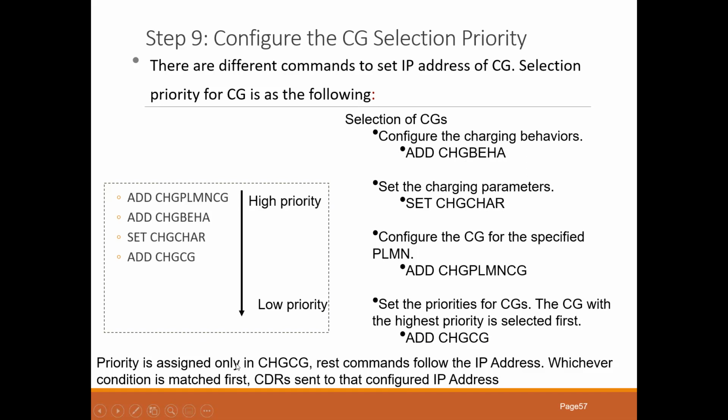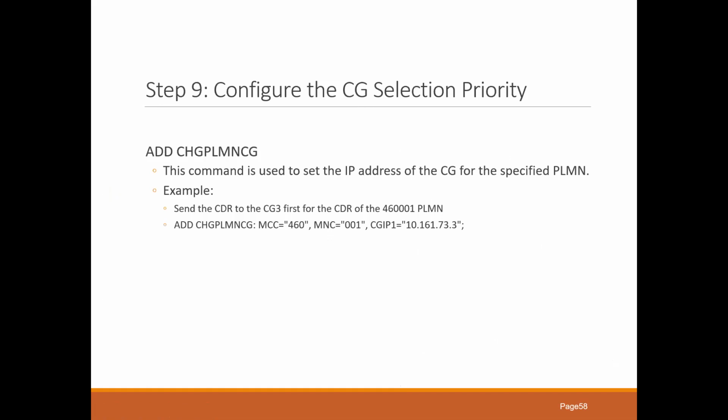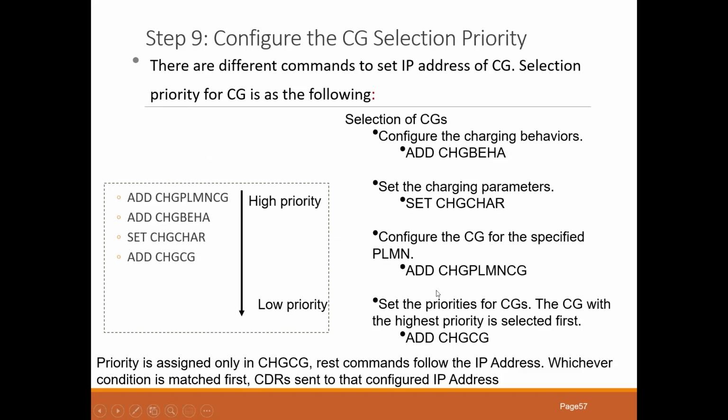Okay, the priority is assigned only in add CG. The rest of the commands follow the IP address. So here only the IP address is going to be mentioned. The priority specified is going to be selected here. Here is an example of CHGP11 CG. You can see that only one IP address is specified here. You don't have a priority mentioned here. So if this command is configured, then based on this MNC and MCC, all your CDRs are going to go to this charging gateway IP address, irrespective of what is configured in this command.